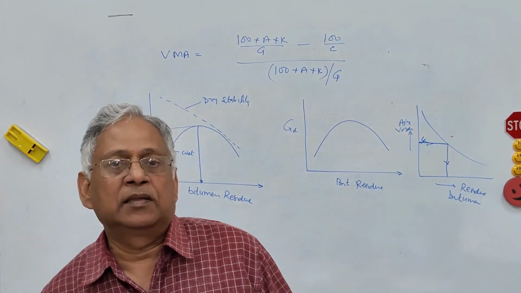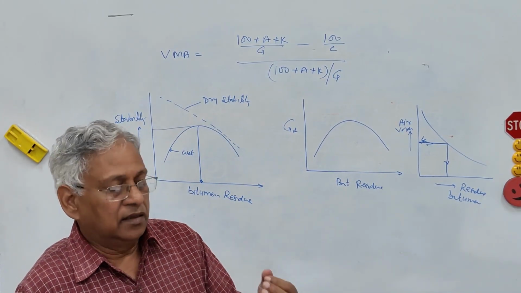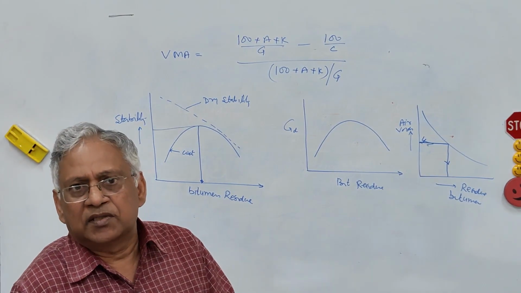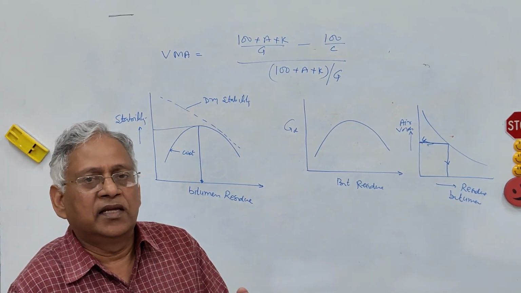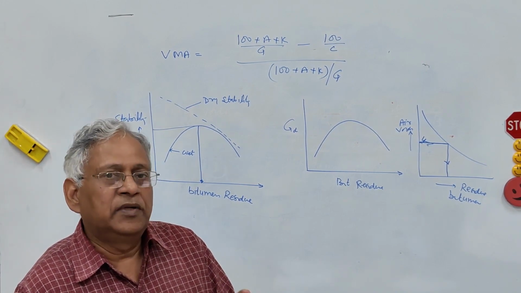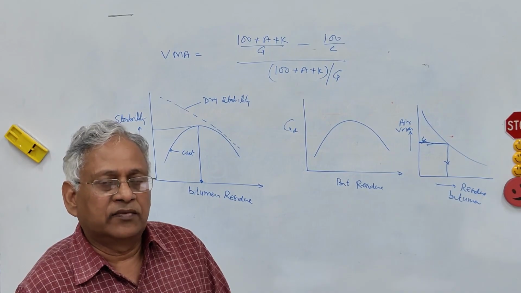The requirement of VMA depends upon the nominal maximum aggregate size, and it is minimum 16% for an NMAS of 9.5 millimeter. So that is the complete procedure of designing a cold mix for bituminous concrete.